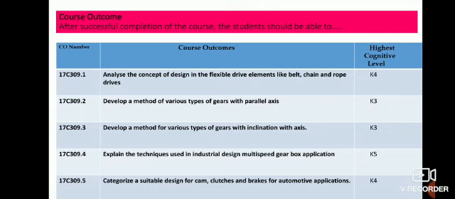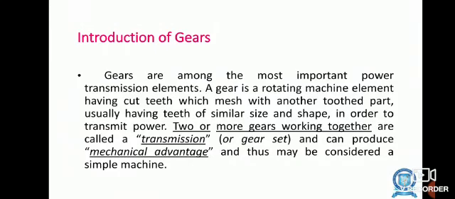After successful completion of the course, the student should be able to analyze the concept of the design of flexible drive elements like belt, chain and rope drives. The student should be able to develop the method of various types of gears with parallel axis. The student should be able to develop a method for various types of gears with inclined axis. The student should be able to explain the techniques used in industrial design of multi-speed gearbox applications. The student should be able to categorize the suitable design for cams, clutches and brakes for automotive applications.